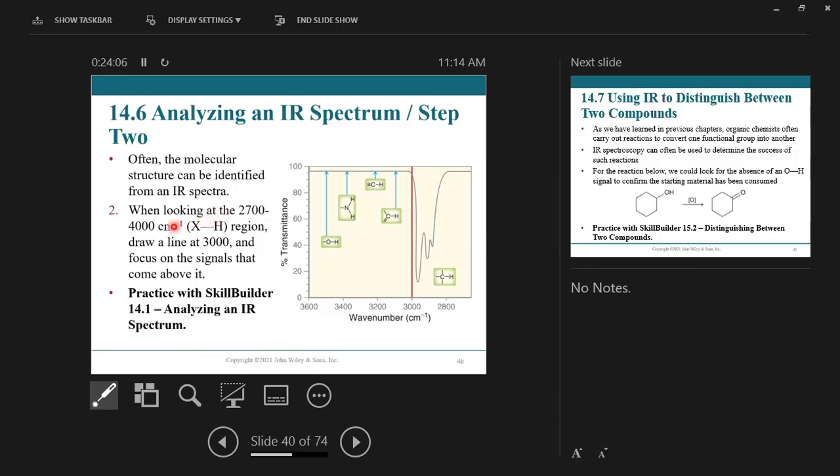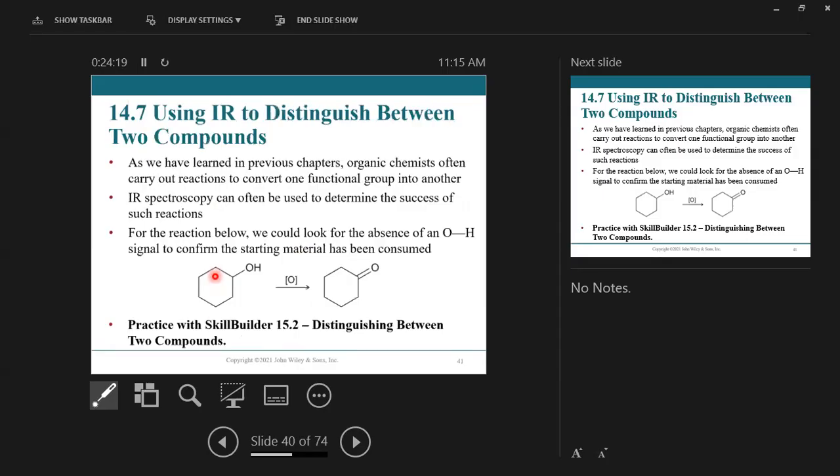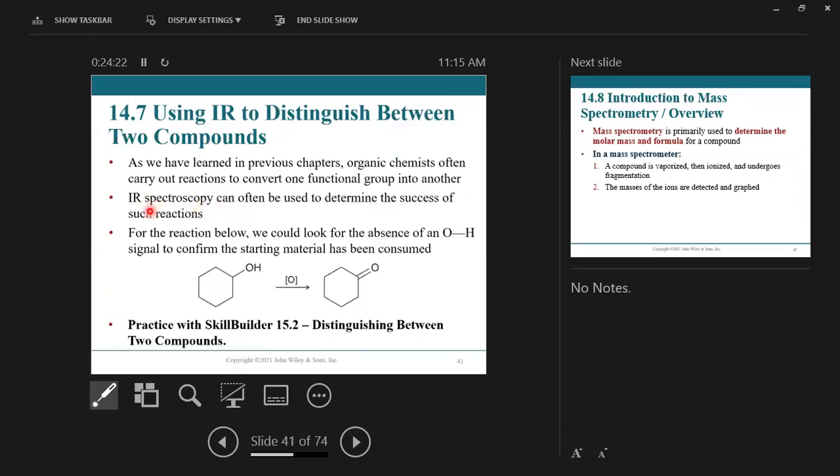When looking at the 2700 to 4000 region, draw a line at 3000 and focus on the signals that come above it. IR spectroscopy is used to determine the success of reactions. We can use it to determine if we turned this alcohol into a ketone. Remember, we did this. Does anyone remember what reagent we used in our homework? We used PCC as one possible reagent for that.